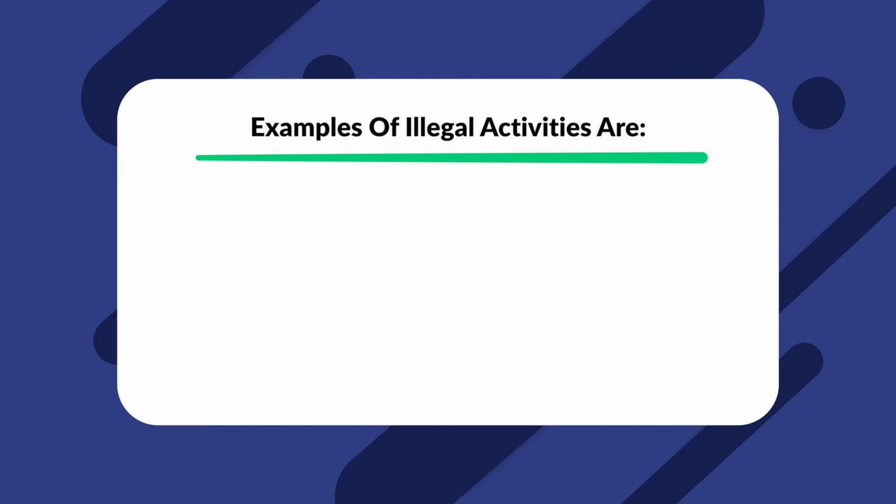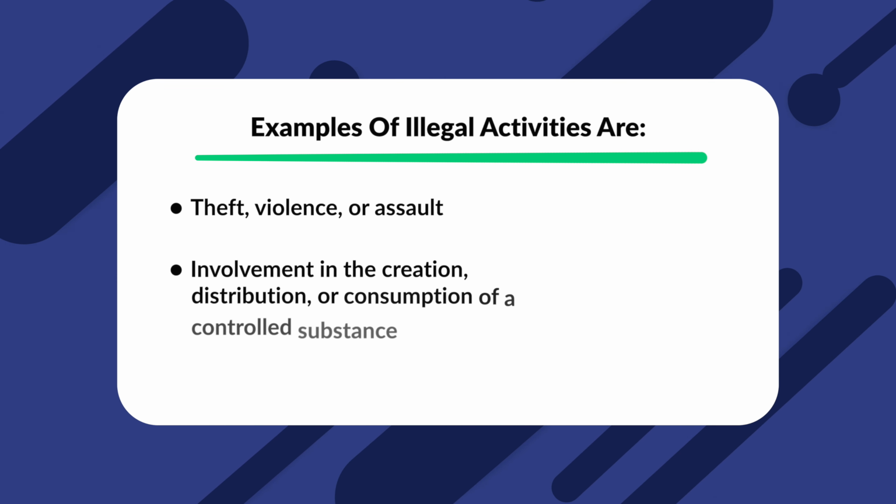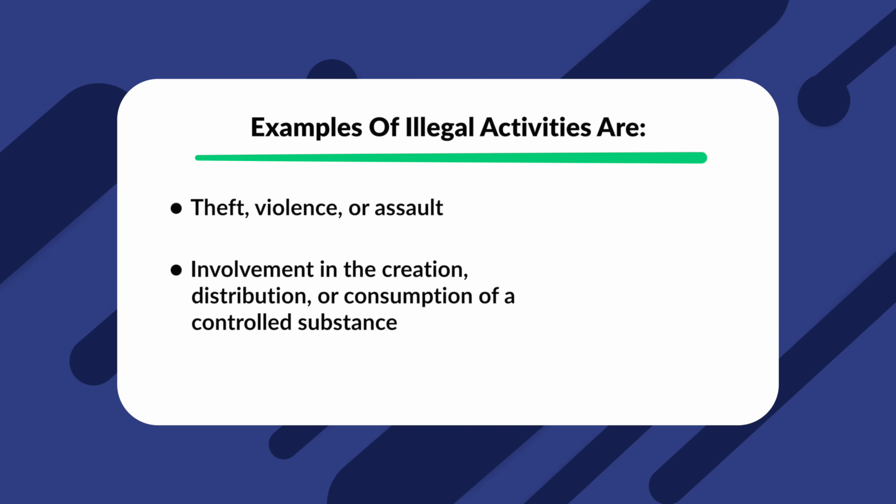Number 3, conducting illegal activity. If a tenant has engaged in illegal behavior within the property, the landlord has to issue an official written 7-day notice to quit. Examples of illegal activity are theft, violence, or assault, involvement in the creation, distribution, or consumption of a controlled substance. Landlords should report the incident to the nearest police station and create an official police report if it involves drugs. In this case, tenants will only receive a 24-hour notice to quit.